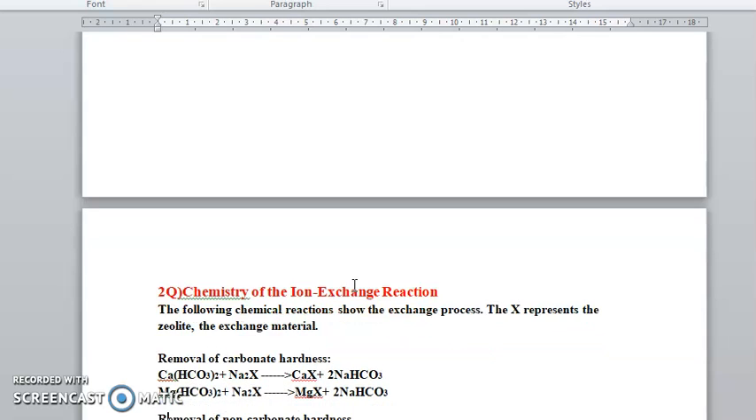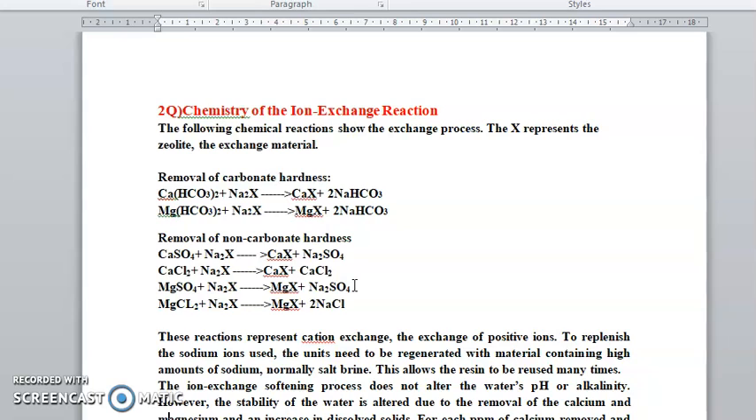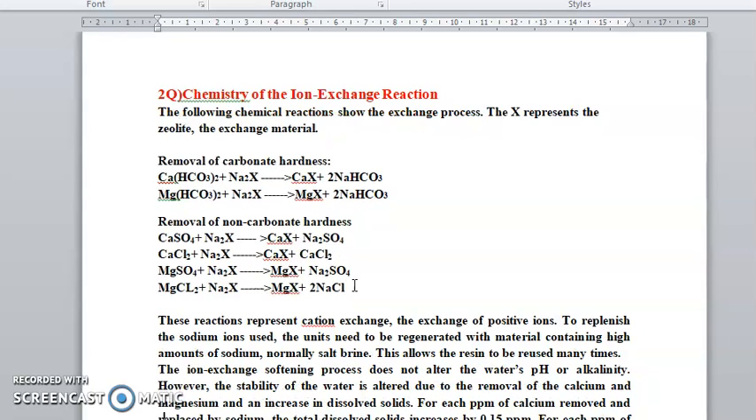Now, the chemistry of ion exchange, very important. The following chemical reactions are involved in ion exchange. X represents zeolite, the exchange material. Removal of carbonate hardness: Ca(HCO3)2 plus Na2X gives CaX plus 2NaHCO3.